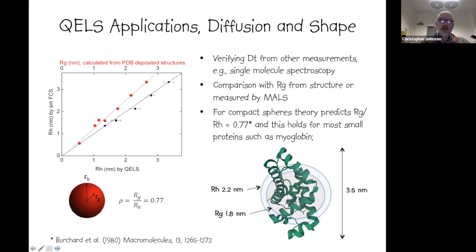The other thing we can do with hydrodynamic radius is, for globular proteins, there's a very good correlation between the measured radius of gyration, which, if you have a structure, you can calculate from a high resolution three-dimensional structure. And there's a very good relation between the ratio of this and the hydrodynamic radius, and this should be around about 0.8. So here you can see for myoglobin, the radius of gyration is 1.8 nanometers, the hydrodynamic radius is 2.2 nanometers, but just to point out that the dimensions of myoglobin are certainly larger than we're observing for these radii.